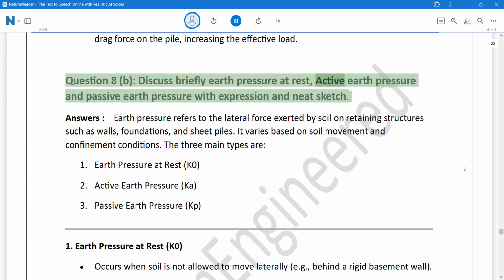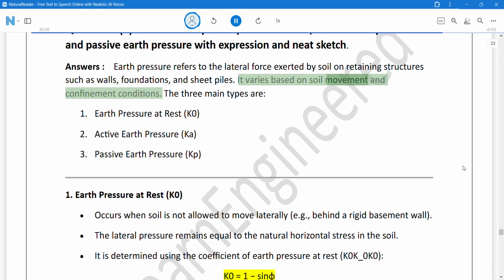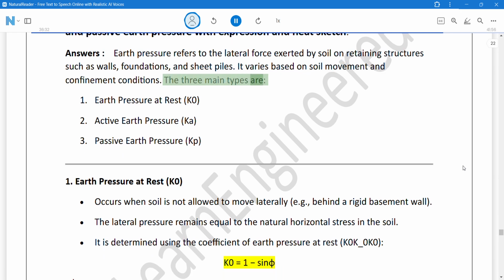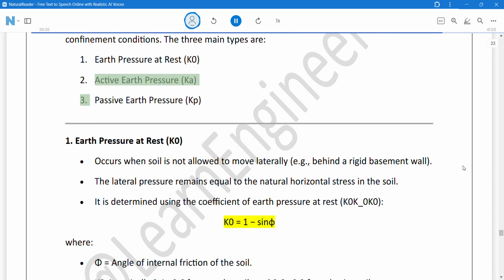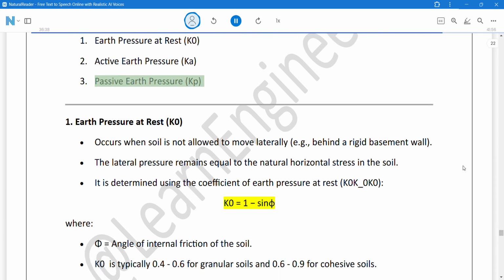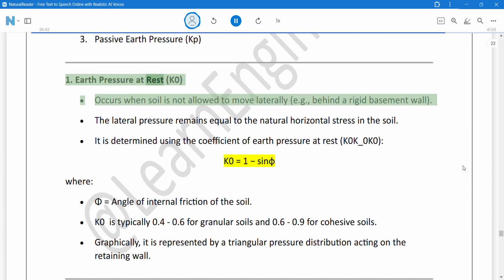Question 8. Discuss briefly earth pressure at rest, active earth pressure and passive earth pressure with expression and neat sketch. Answer. Earth pressure refers to the lateral force exerted by soil on retaining structures such as walls, foundations, and sheet piles. It varies based on soil movement and confinement conditions. The 3 main types are: 1. Earth pressure at rest. 2. Active earth pressure. 3. Passive earth pressure.